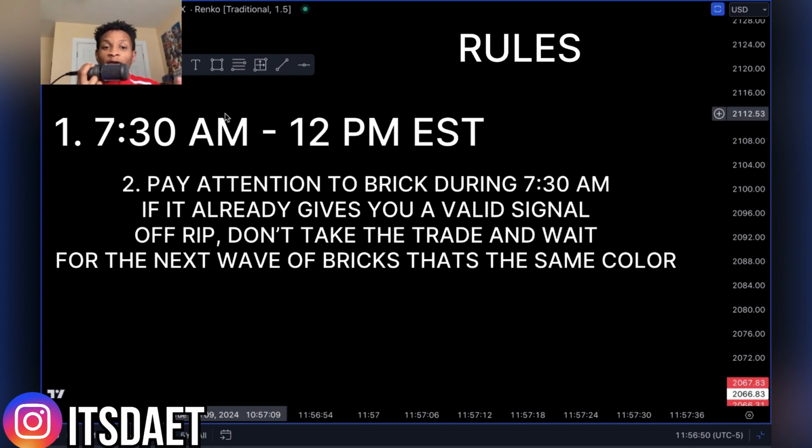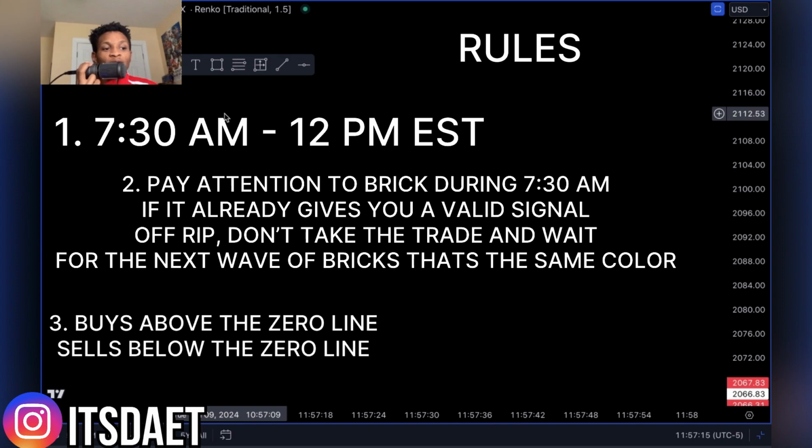Number 2, if it's already in the trend, don't get in a trade. So if 7:30 hits, but you already see bricks printing to the downside, do not enter a trade at 7:30 just because it met all the requirements. You have to wait until you get that retracement, with volatility going up, and then get another set of red bricks, right?